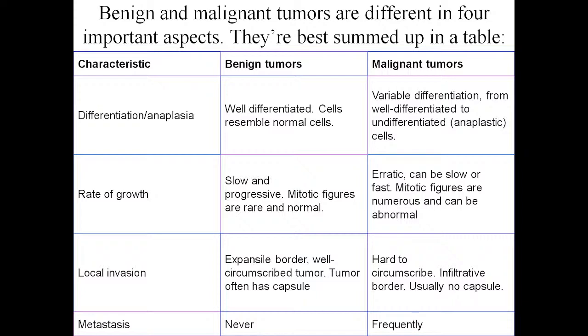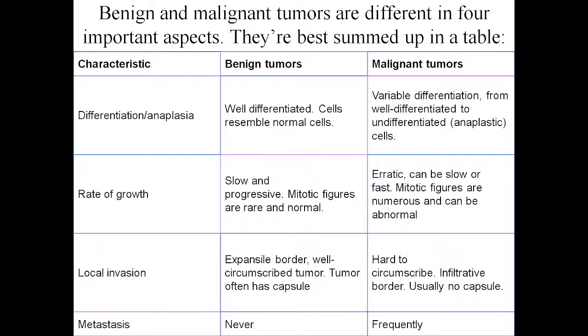Students, how to differentiate between the benign tumor and malignant tumor? The first aspect is differentiation or anaplasia. Cells of a benign tumor are well differentiated. Cells resemble normal cells. Malignant tumor has variable differentiation, from well differentiated to undifferentiated. Undifferentiated cells are anaplastic cells.